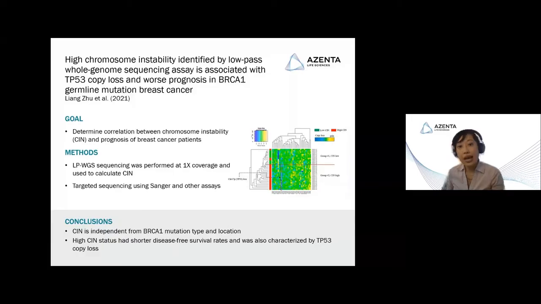Then they took these two categories and did a deeper dive using other genotyping methods to determine if there was a link with other known mutations. And they found that there was a high correlation with TP53 loss and also a correlation with how many mutations were found in the BRCA1 gene.